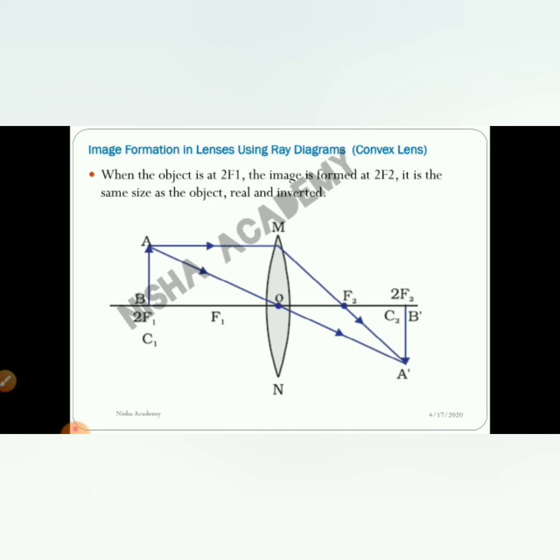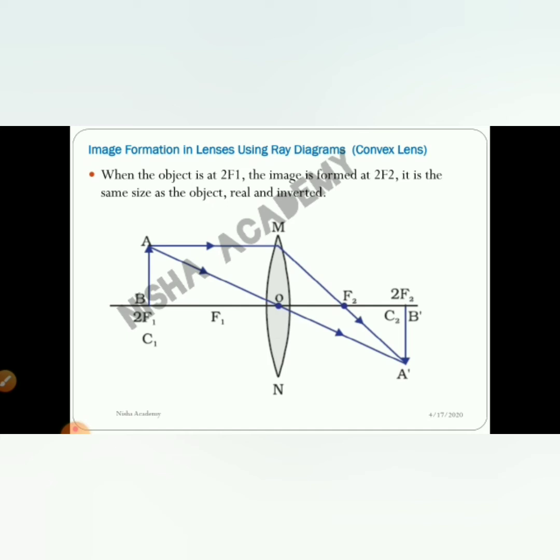Now from this figure you can check that the distance from optical center to C1 and optical center to C2 are the same, so it indicates that the object distance and image distance are the same. Again, from this figure you can see that the size of the image is the same as the size of the object. The image is real and it is inverted.